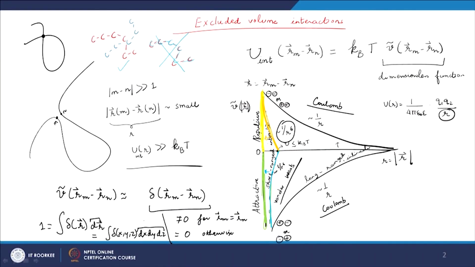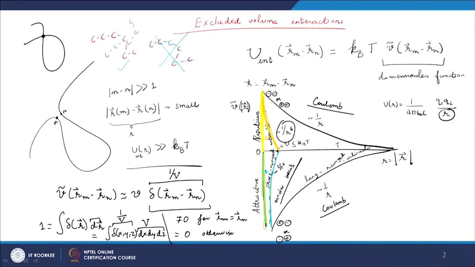So, since this has a unit of volume, this has a unit of 1 by volume, because 1 is dimensionless. So, this entire thing delta has a unit of 1 by volume. It must be multiplied with something having the unit of volume, because we know V tilde is dimensionless. So, for the same reason we multiply with a parameter V which has a unit of volume.